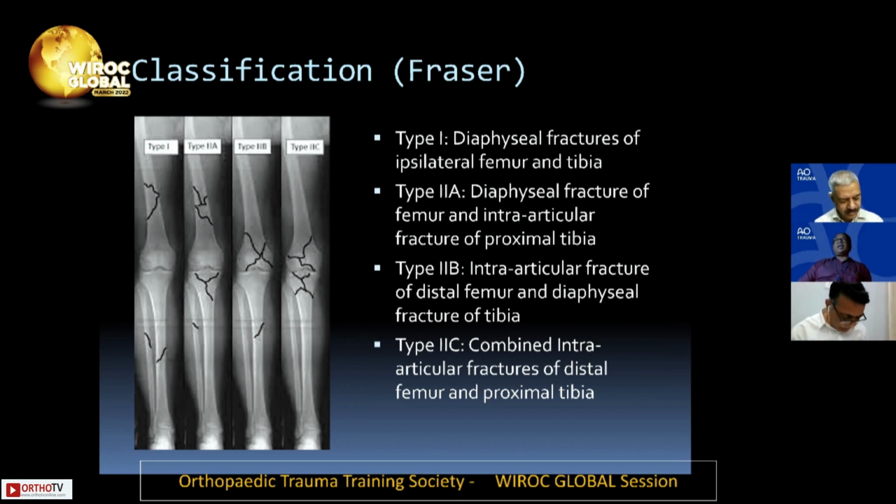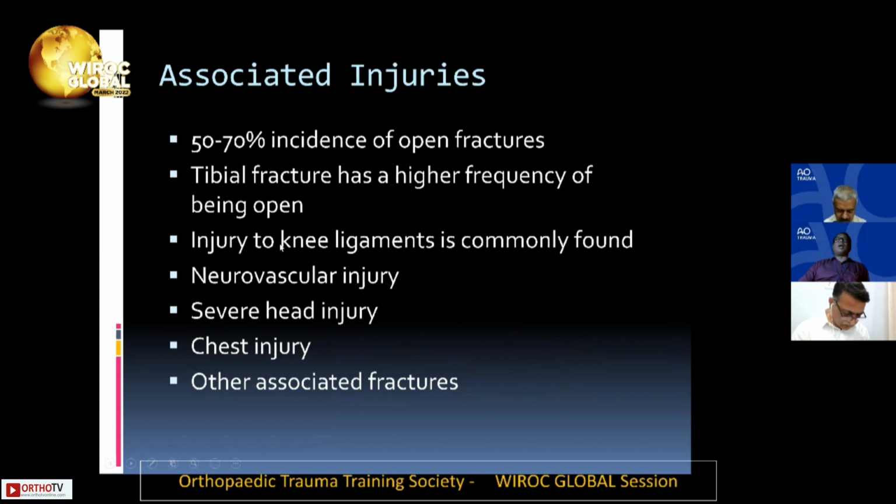So type 2A is a diaphyseal fracture of the femur and an intra-articular fracture of the proximal tibia. Type 2B is an intra-articular fracture of the distal femur and a diaphyseal fracture of the tibia. And type 2C is a combined intra-articular fracture of the distal femur and proximal tibia. In this, type 1 is the most common one.